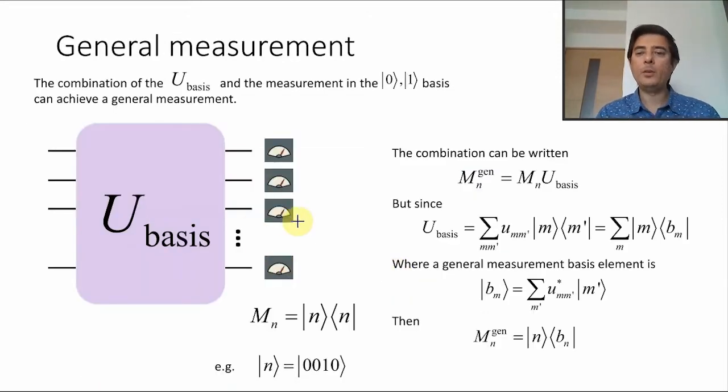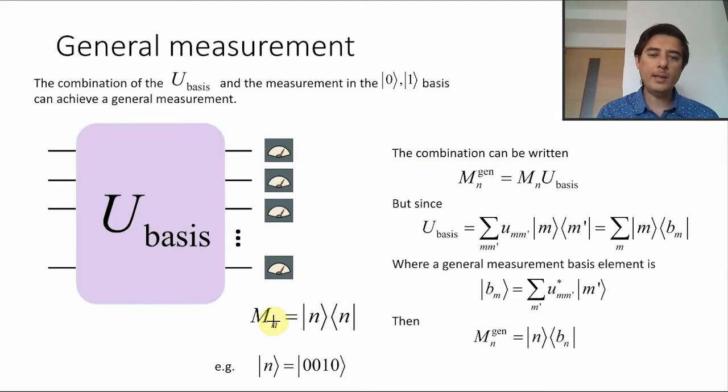Well, you can show this very generally, and it works like this. Remember that any measurement is associated with some measurement operator. So this is a particular measurement outcome, M_n, some operator that looks like this. And this n here is some combination of the outputs. So maybe I get 0 here, 0 here, 1 here, 0 here. That n would then be this state here. Okay. So that's my plain old measurement in the 0, 1 basis.